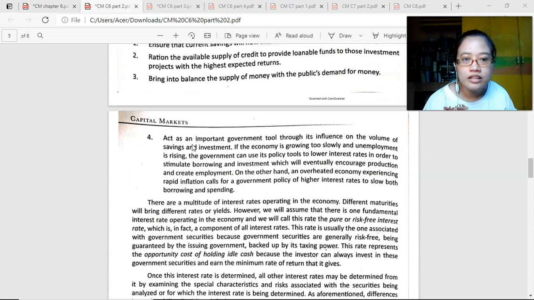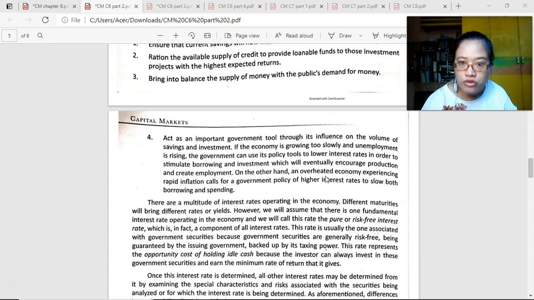Okay? And then number 4, act as an important government tool through its influence on the volume of savings and investment. If the economy is growing too slowly and unemployment is rising, the government can use its policy tools to lower the interest rates in order to stimulate borrowing and investments. So when interest rates are lowered, individuals and businesses are encouraged to borrow. And then what they borrowed, of course, they will use for their operations, expansion, they would hire more people. So in that case, it stimulates economic growth, and then unemployment would go low, employment would rise. And since they have more money to use, they could probably increase their production as well, right? So encourage production and create employment.